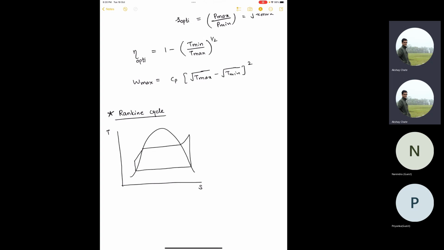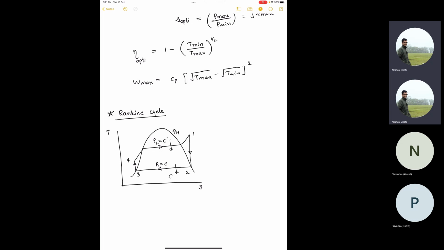It will typically look like this. And since it's a work producing cycle, you should go clockwise. These are constant pressure lines. This is a minimum, like condenser pressure. This is a boiler pressure. Let's say some another constant. So you can have 1, 2. Numbering is in your hand. That doesn't matter. So yeah, there is a heat addition here, QH.